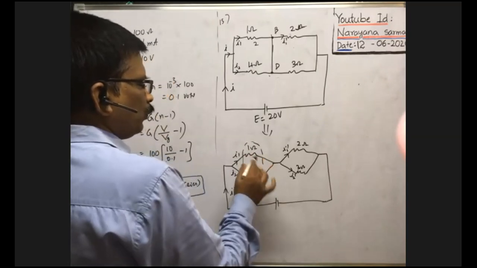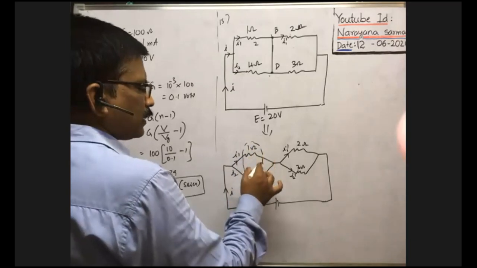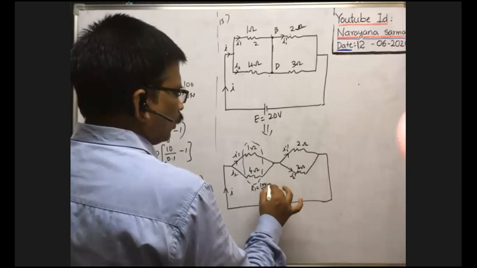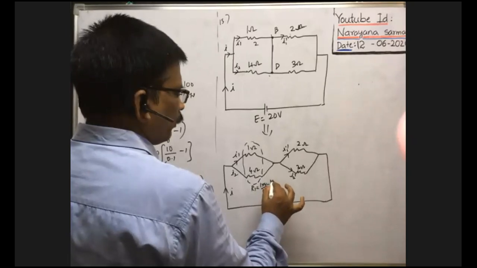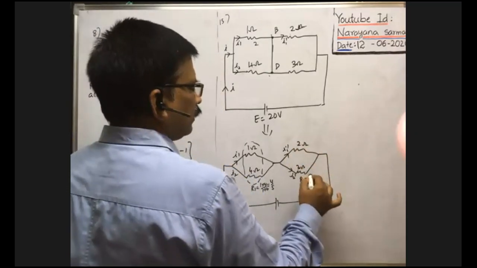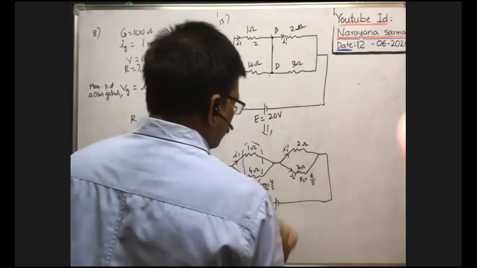Whenever two resistors are connected in parallel, effective resistance is R1 R2 by R1 plus R2. R1 R2 means 1 into 4 by 1 plus 4, that is equal to 4 by 5. For this, the effective resistance is say R2. R2 is equal to 2 into 3 by 2 plus 3. 2 into 3 means 6 by 2 plus 3 means 5, so 6 by 5 ohms.